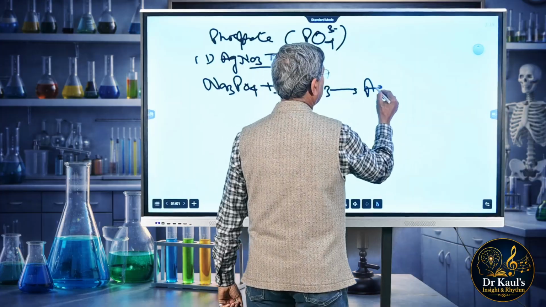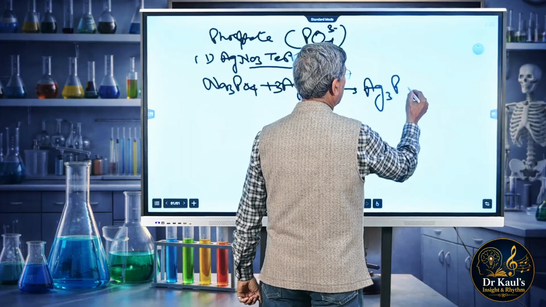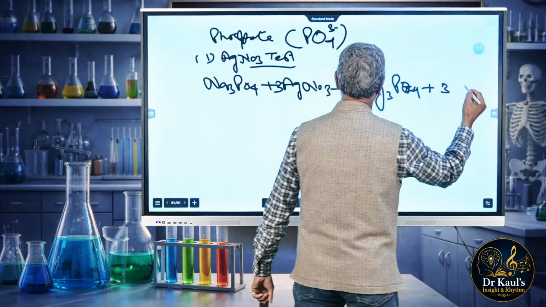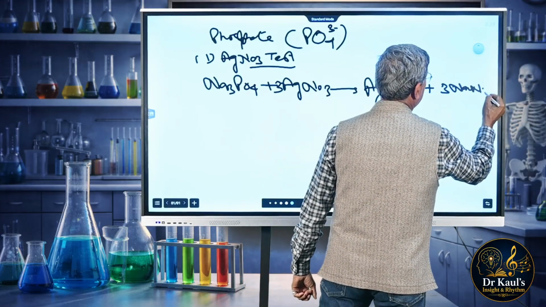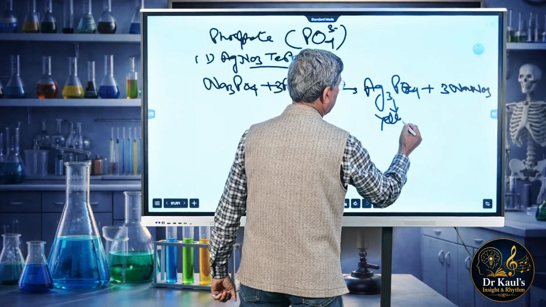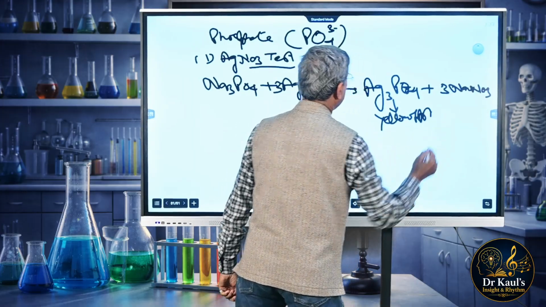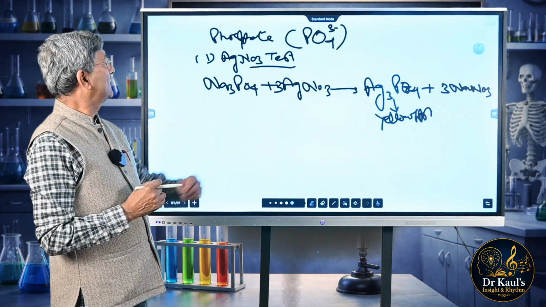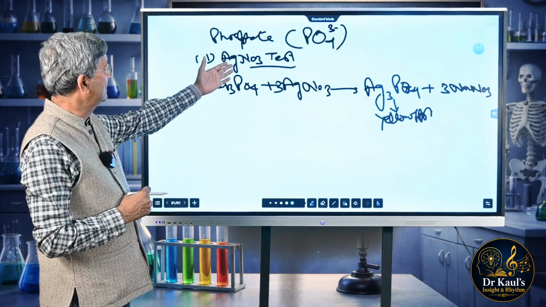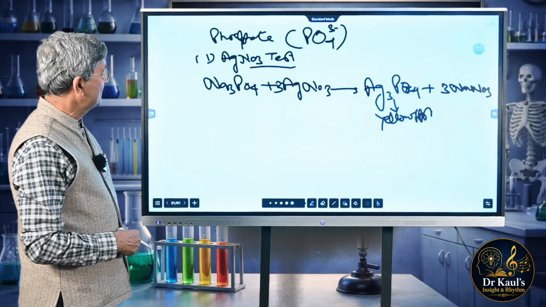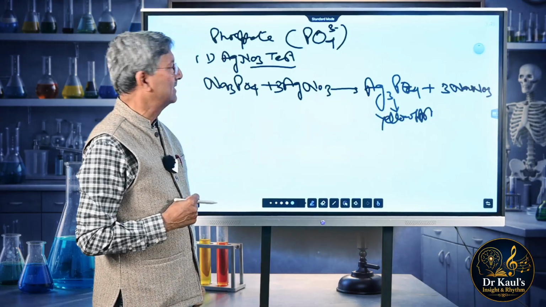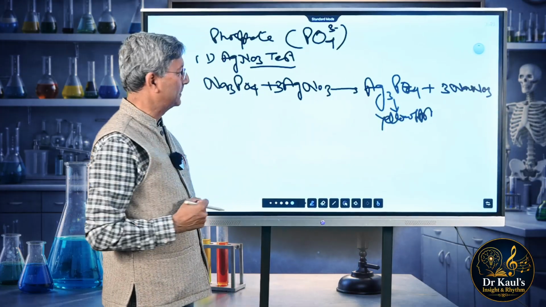We will be getting the formation of Ag3PO4 plus 3NaNO3, and this silver phosphate has yellow color, so we will be getting a yellow precipitate. So the test is that to the soda extract neutralized with acetic acid, we add silver nitrate, and if we get a yellow precipitate, it indicates that phosphate is present.